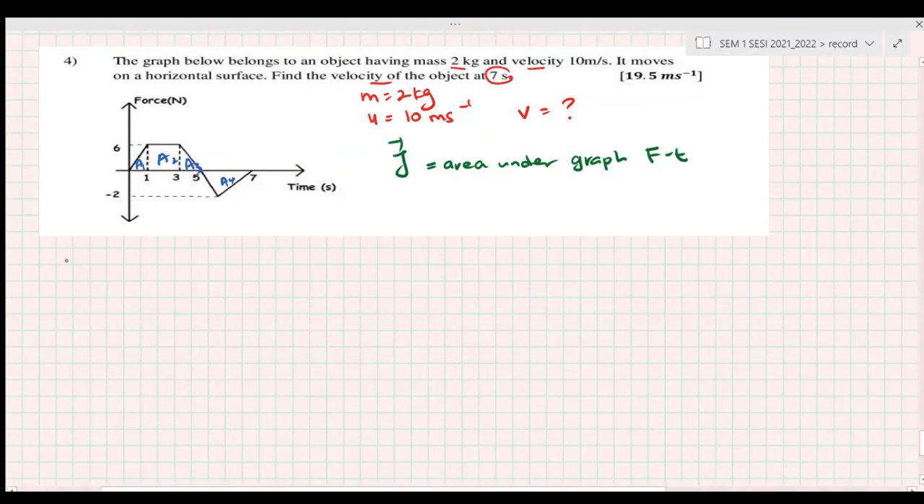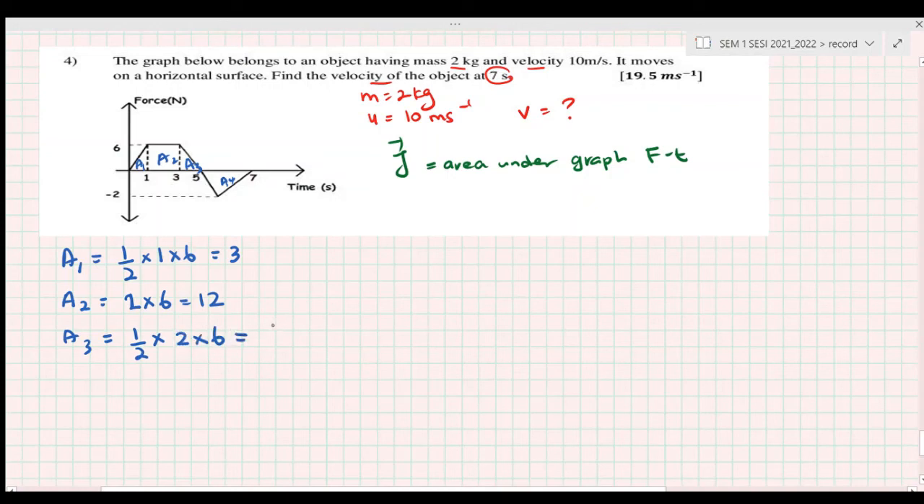Area 1 is a triangle. So 1/2 times 1 times 6. We get 3. Then the area for the second is a rectangle. We have 3 minus 1, which is 2. 2 times 6, we get 12. The third area is a triangle there. So 1/2 times (5 minus 3), which is 2, times 6. We get 6.